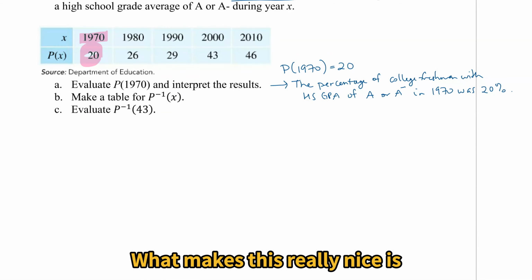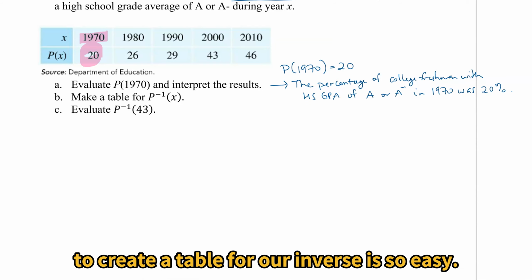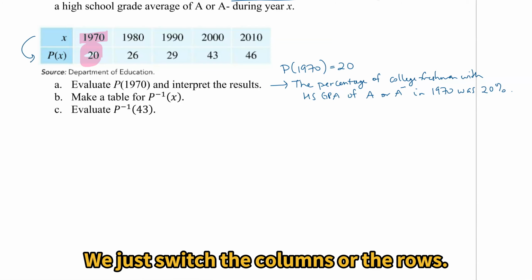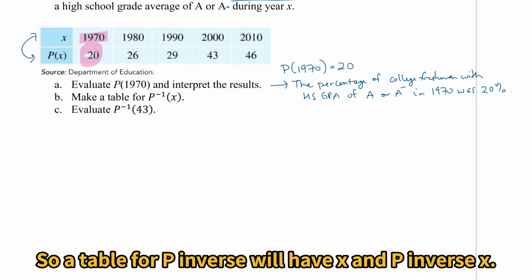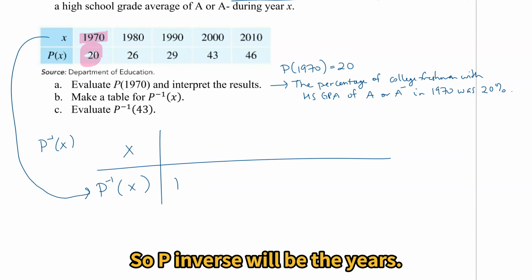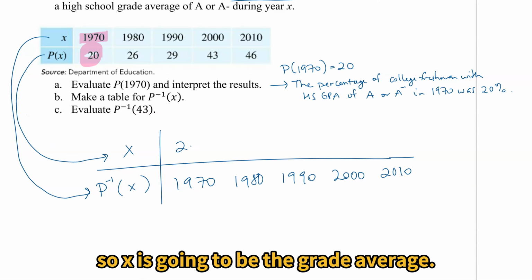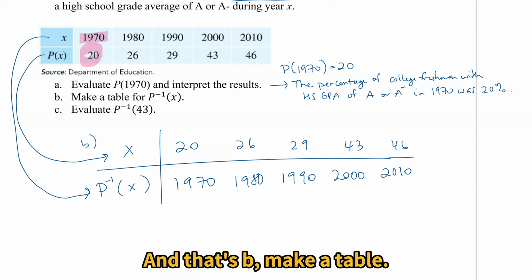We can make a table for the inverse function. What makes this really nice is if we already have a table for our original function, to create a table for our inverse is so easy. We just switch the columns or the rows. In this case, we're going to switch the rows. So a table for P inverse will have x and P inverse of x. And up here, x was the years, so P inverse will be the years. P of x was the grade average, so x is going to be the grade average. And that's B. Make a table.